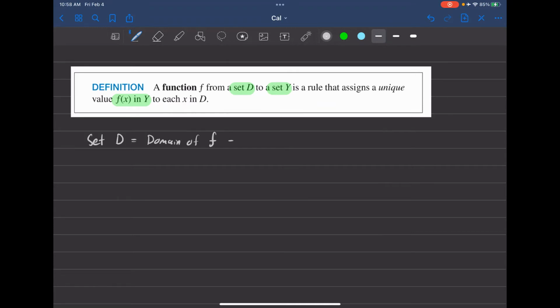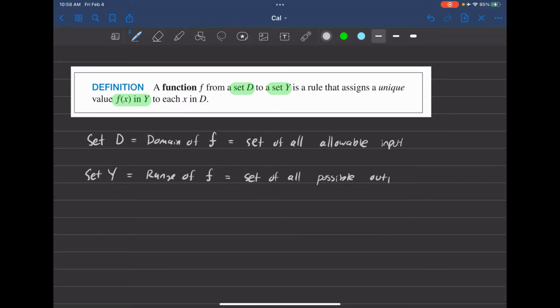Now, what is a domain? The domain is the set of all allowable inputs for that given function or for that given rule. Let's call it the set of all allowable inputs for that specific formula. And the set Y is what we call the range of the function f, and these are all possible outcomes depending on what the domain is. Let's call it the set of all possible outputs. And we're going to use the notation f of x to represent all the y values.